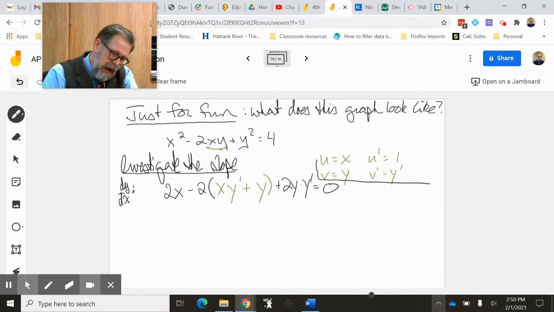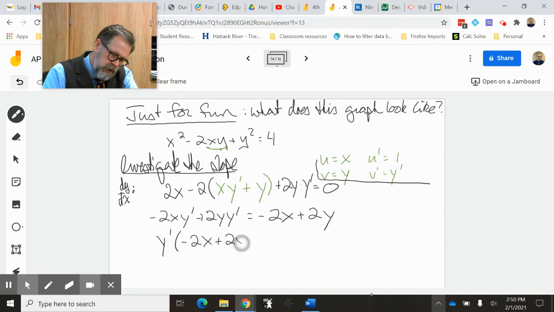So let's isolate the y prime terms. I've got negative 2x y prime. I've got plus 2y y prime. On the other side, I'm going to have minus 2x, and I'm going to have plus 2y. Factoring out the derivative, I've got y prime times negative 2x plus 2y equals negative 2x plus 2y. And when I divide both sides by negative 2x plus 2y, I get that y prime is equal to 1.